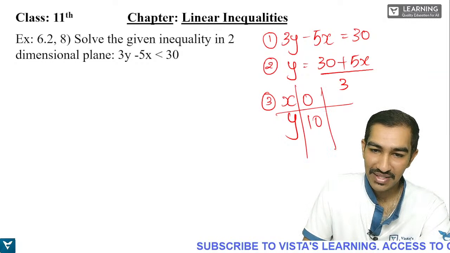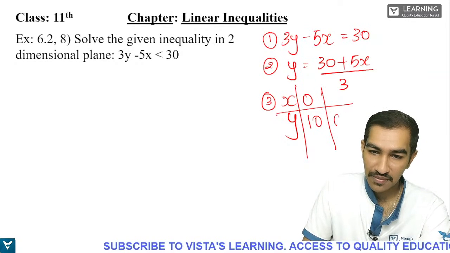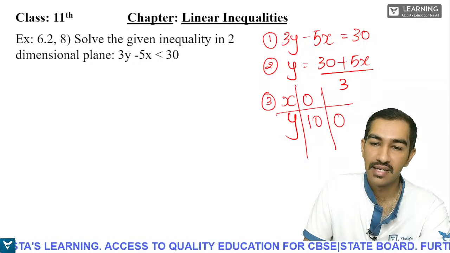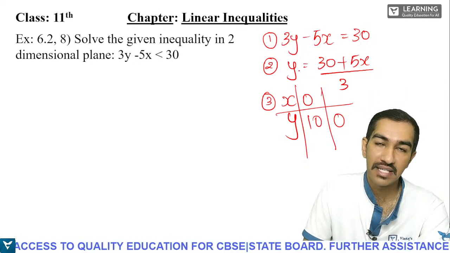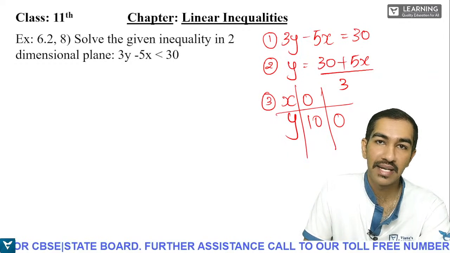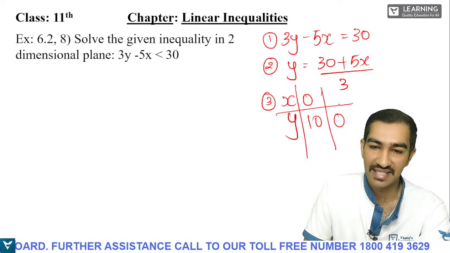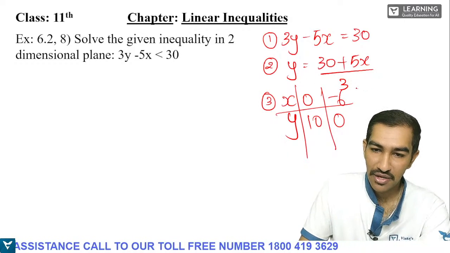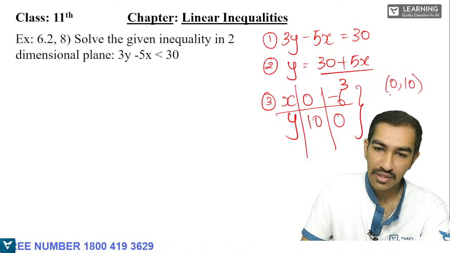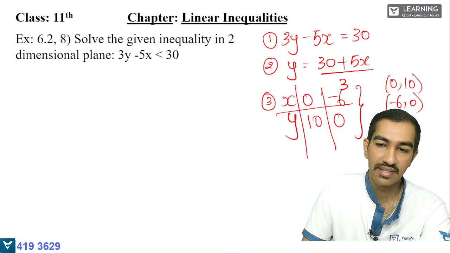Alright. Moving on to the next one. Put y is equal to 0 now. So if you put y is equal to 0, cross multiply this 3, that will become 0 again. Send this 5x on that side, it will become minus 5x, or 30 you can send it on that side. Send 30 on that side, it will become minus 30, x will be equal to minus 6. So what are the points we got from here? The very first point is 0 comma 10 and the next point is minus 6 comma 0.